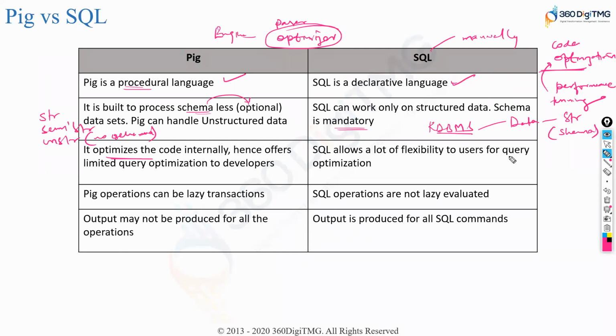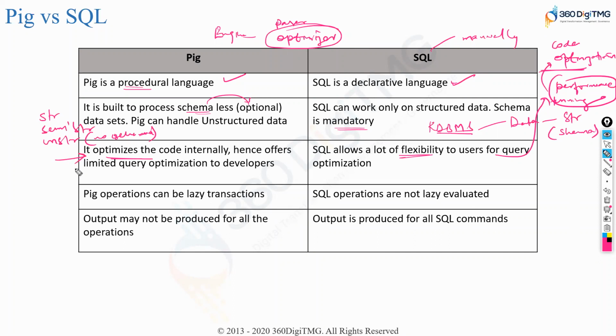Right? So internally, there is nothing happening. So you have a lot of flexibility to do it, as a developer. You can do that, right? Whereas here, for developers, there is no scope at all because internally it is optimizing.